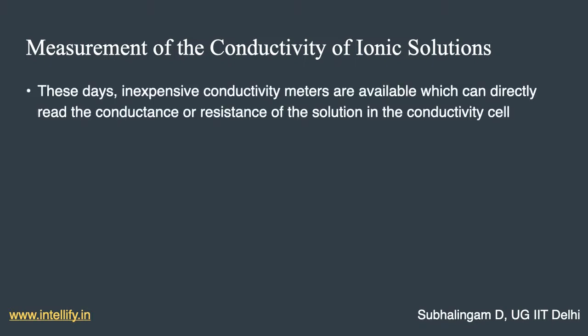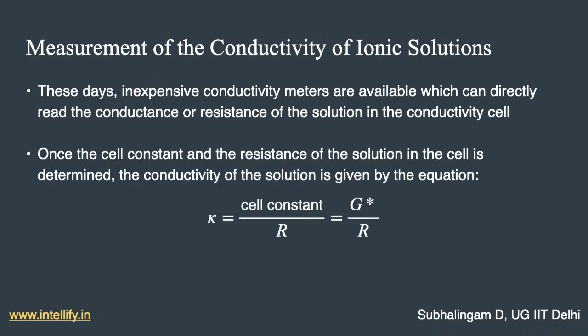These days, inexpensive conductivity meters are available which can directly measure the conductance or resistance of solution in the conductivity cell. Once the cell constant and the resistance of the solution in the cell are determined, the conductivity of the solution is given by the equation kappa is equal to cell constant by R, that is equal to G star by R.